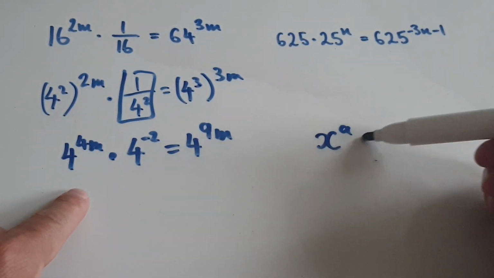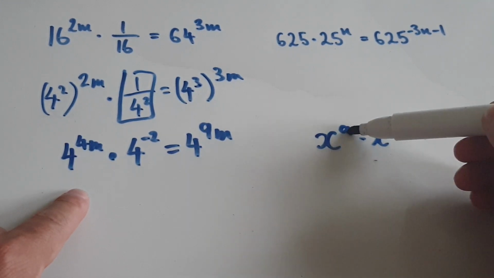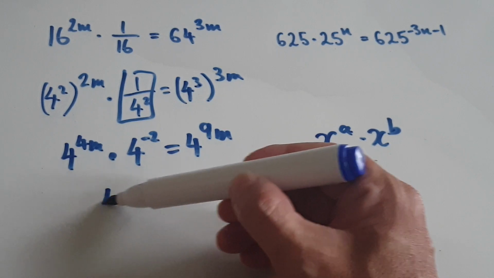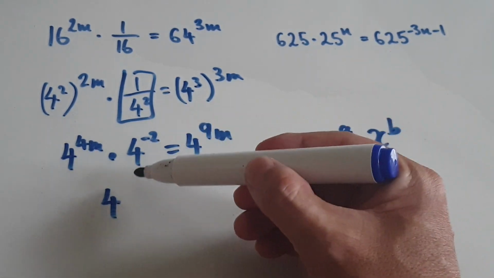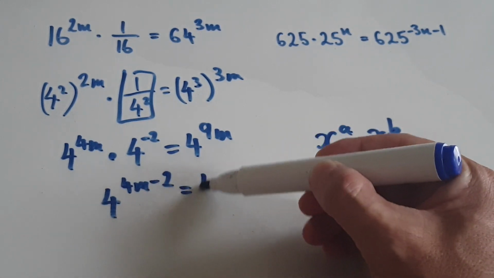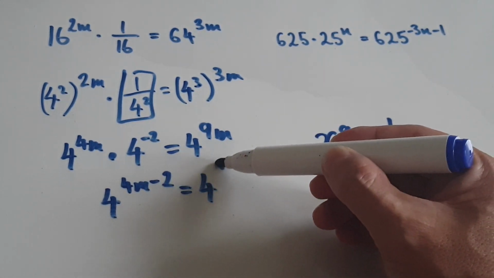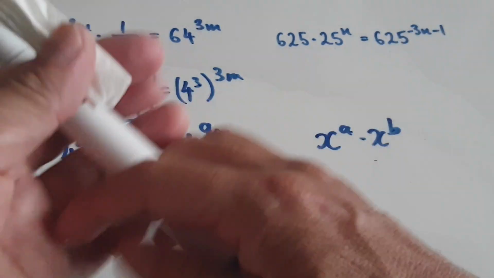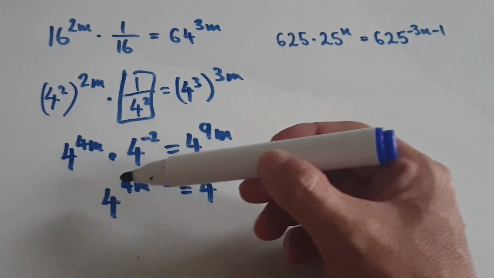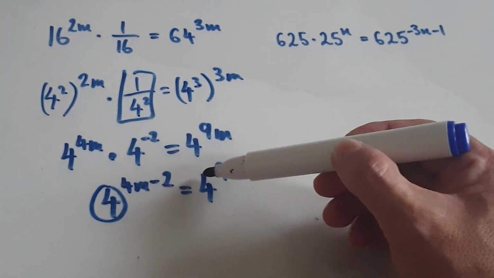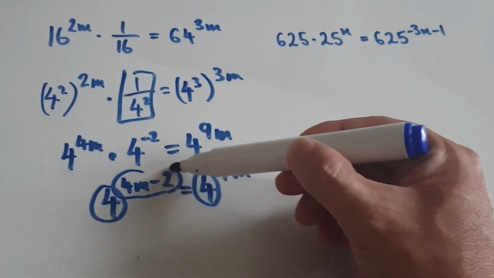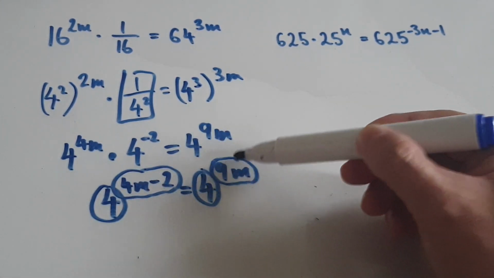Now remember, x to the power of a times x to the power of b, you add the two indices. So it really boils down to you adding these two. So that would be 4 to the power of 4m minus 2 equals 9m. Now to solve this equation, the left-hand side equals the right-hand side. These two are exactly the same. That can only imply that this bubble and this bubble must be the same.